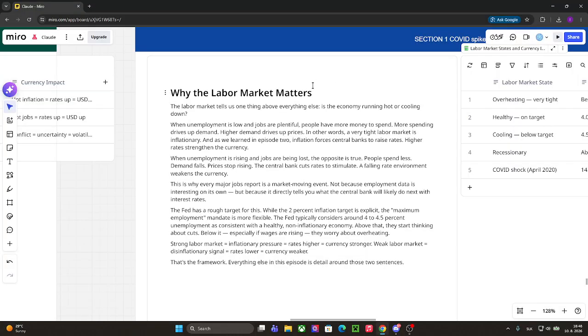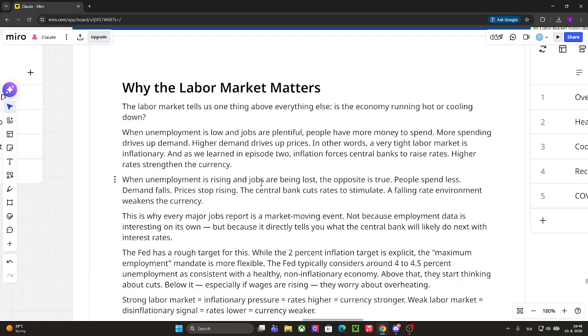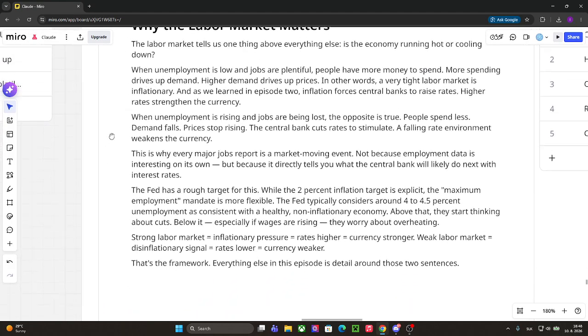Why the labor market matters. The labor market tells us one thing about everything else: is the economy running hot or cooling down? When unemployment is low and jobs are plentiful, people have more money to spend. More spending drives up demand. Higher demand drives up prices. In other words, a very tight labor market is inflationary. And as we learned in episode 2, inflation forces central banks to raise rates. Higher rates strengthen the currency.